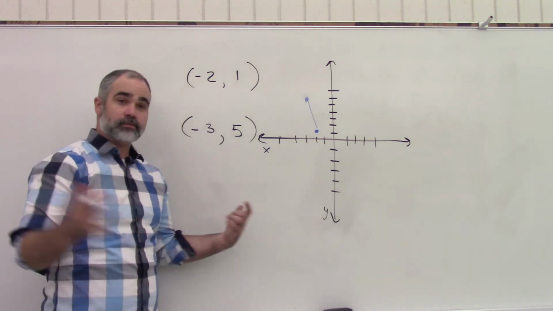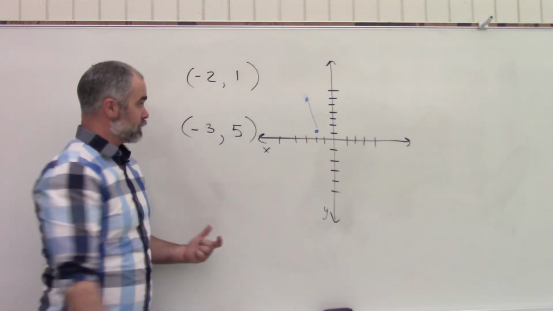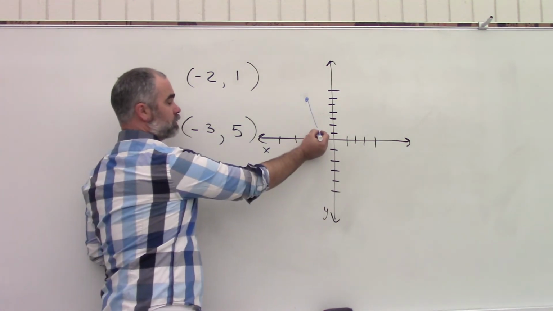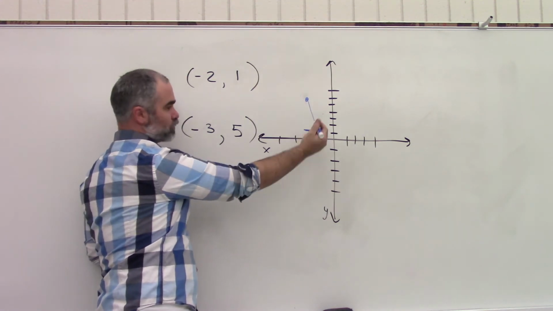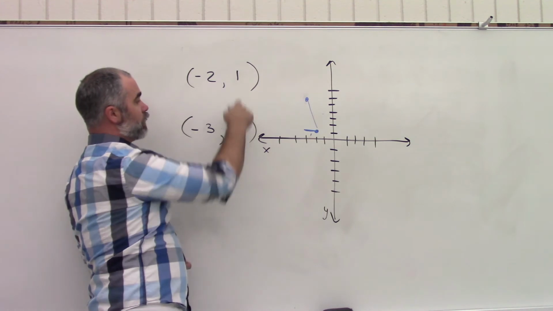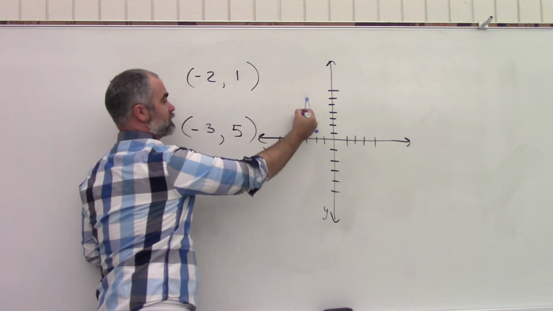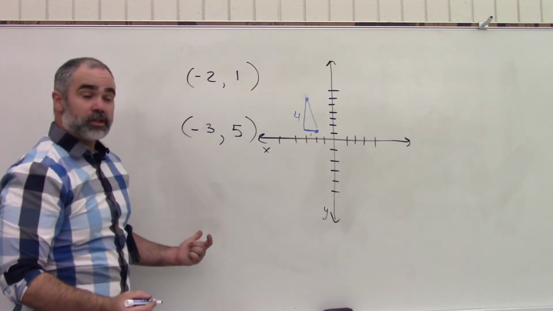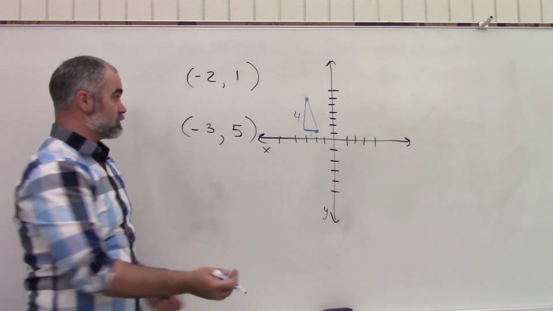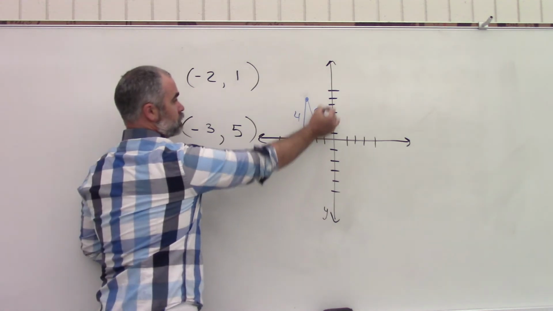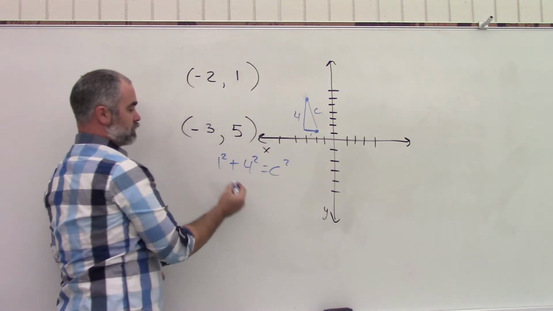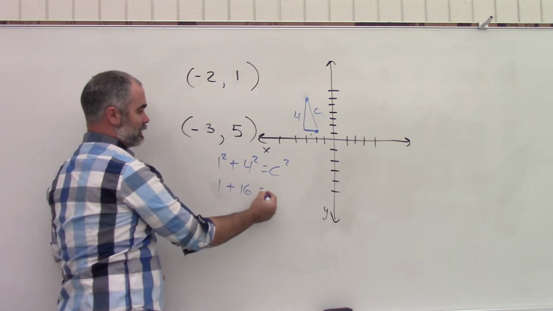Now, for me, I just want to do the Pythagorean theorem on it. How far did I go from negative 2 to negative 3? How far is that distance? It's 1. How about from 1 to 5 on the y-axis? That's 4. I'm just going to do a squared plus b squared equals c squared. 1 squared plus 4 squared equals c squared. 1 plus 16 equals c squared.